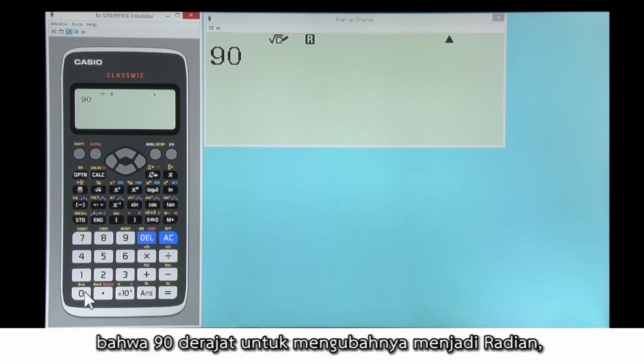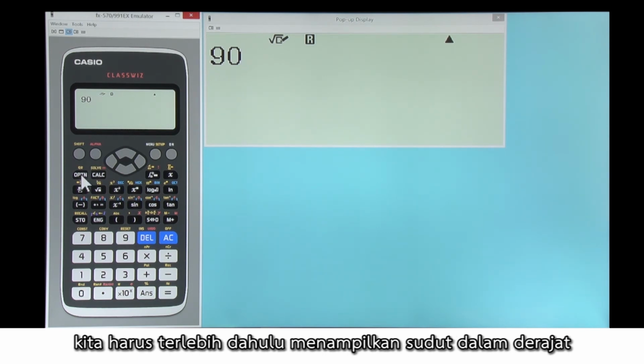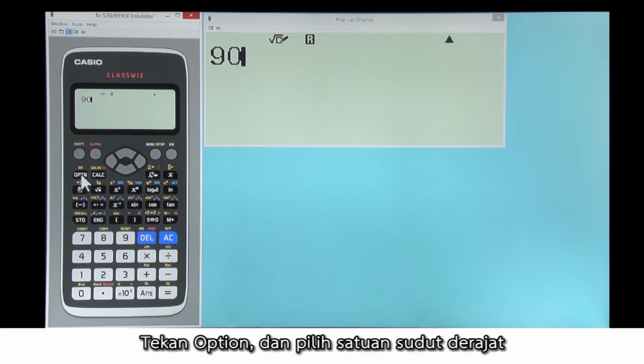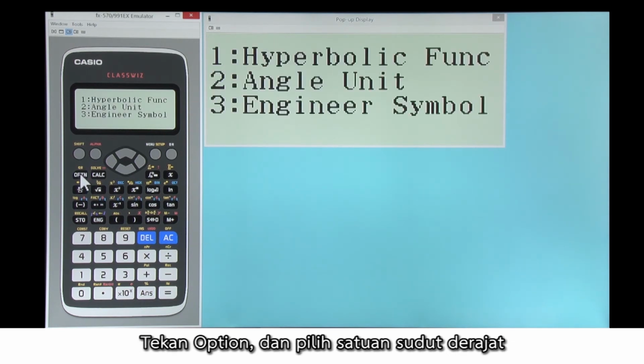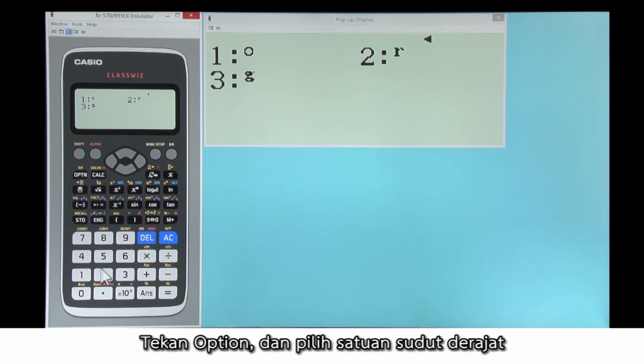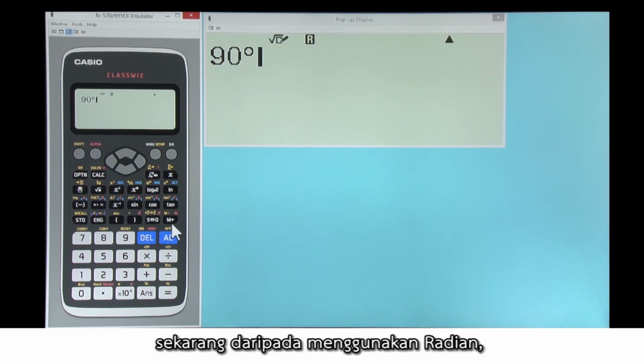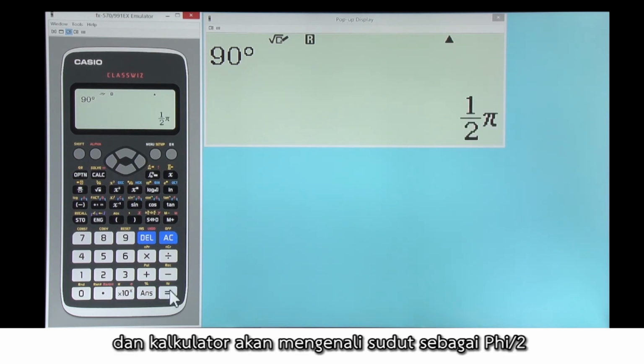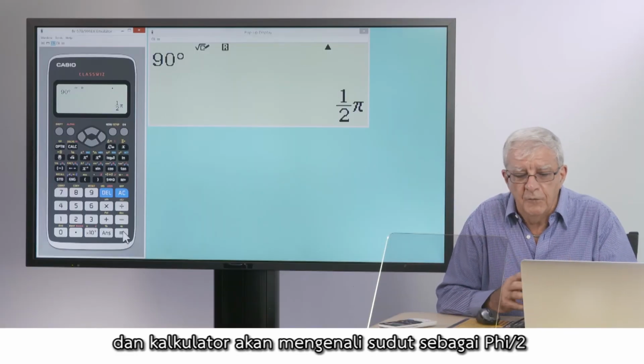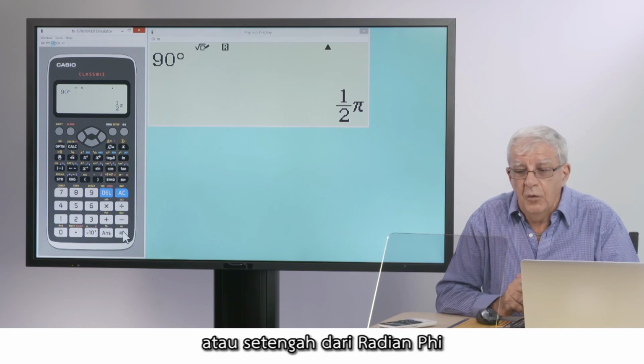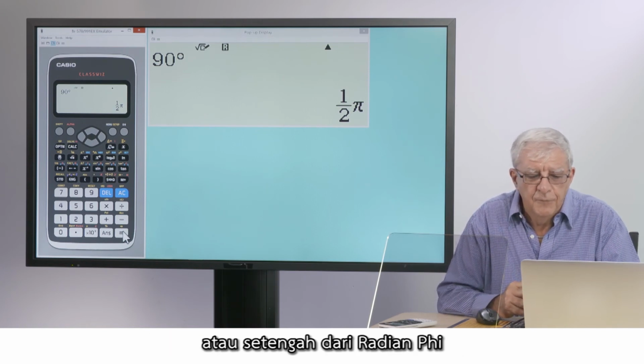We can turn angles from degrees to radians in this mode. Notice that 90 degrees is, to turn it into radians, we have to firstly represent the angle in degrees. Tap Option and choose the angle unit of degrees. So now, rather than using radians, we've said we've got an angle that's 90 degrees, and the calculator will recognise the angle as being pi over 2 or half a pi radians.